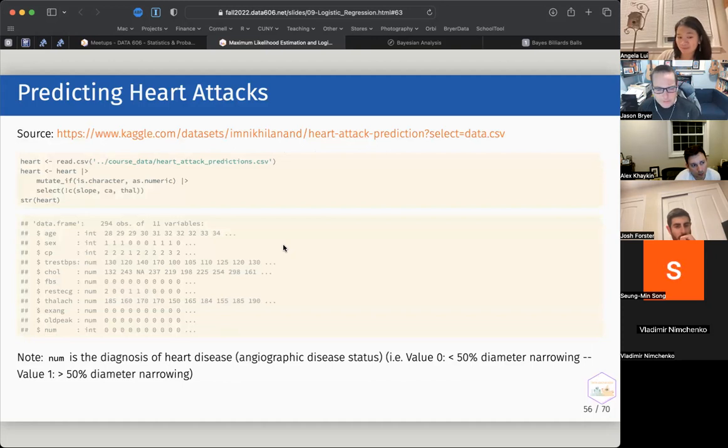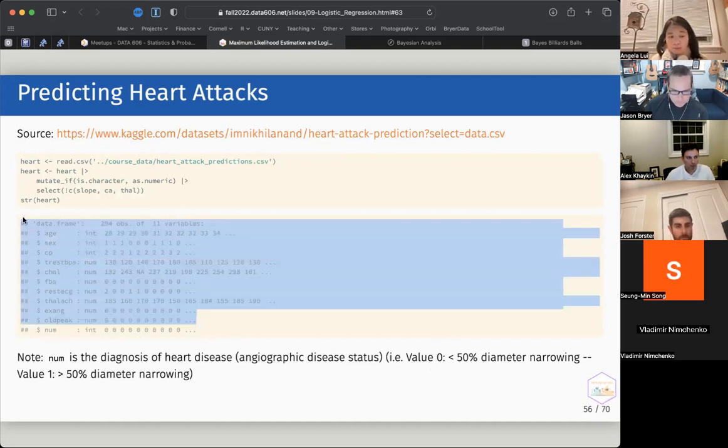So here, I'm going to look at a data set. It's up on the course website, where we're going to try to predict heart attacks, right? We have 294 observations of 11 variables, and num here, if it's 0, let me see if I remember this, 0 is less than a 50% diameter narrowing, and 1 is greater than. So this is an outcome or an indicator of heart disease. So we're technically predicting heart disease here, and we're going to predict this from all of these other variables.